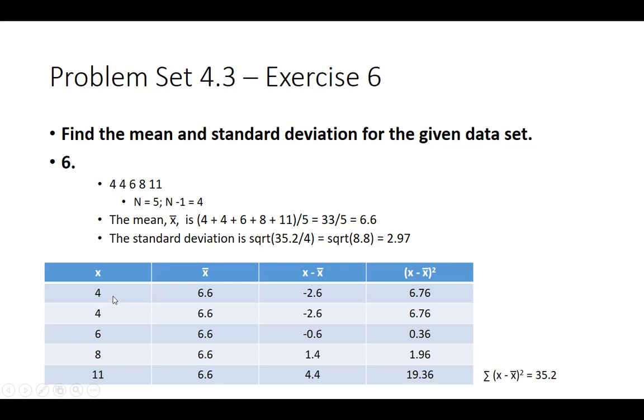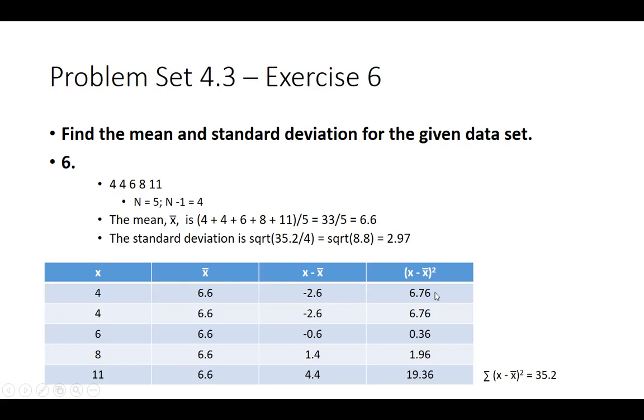And now we can easily subtract. 4 minus 6.6 is -2.6. 4 minus 6.6 is -2.6. 6 minus 6.6 is -0.6. 8 minus 6.6 is 1.4. 11 minus 6.6 is 4.4. Square each of those.